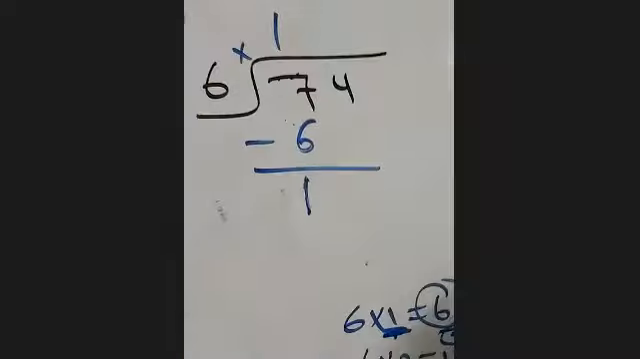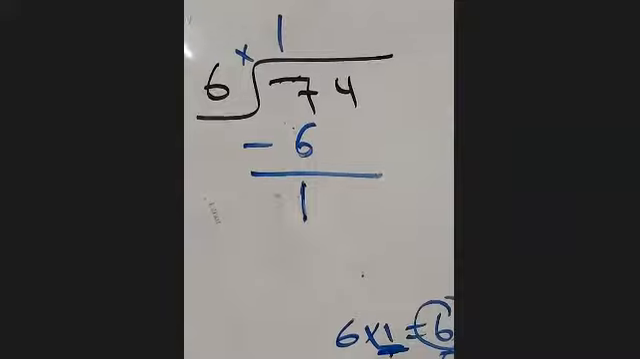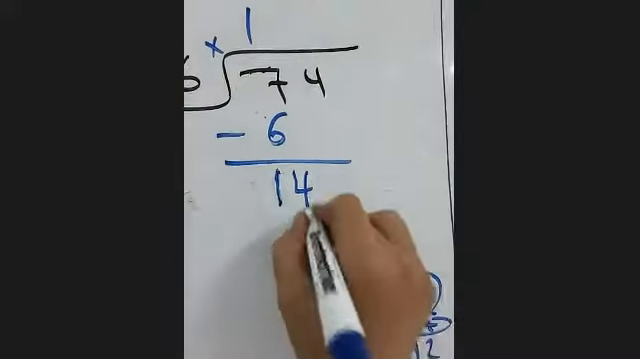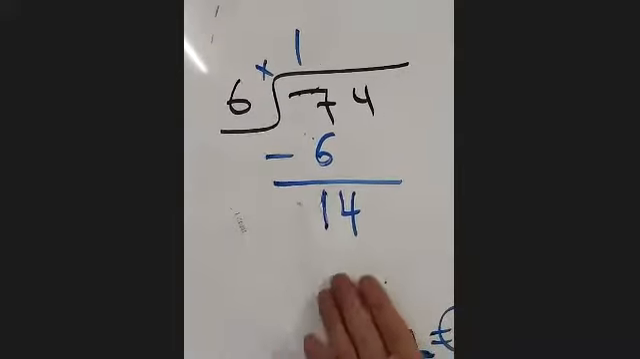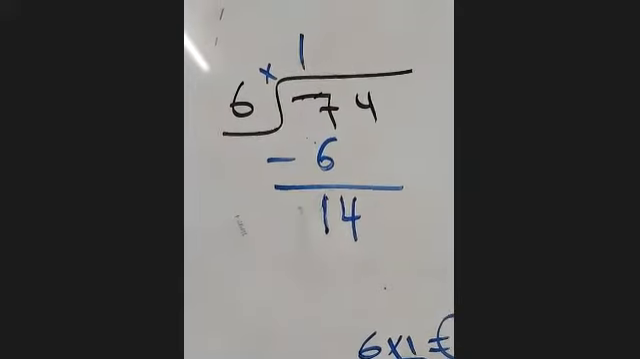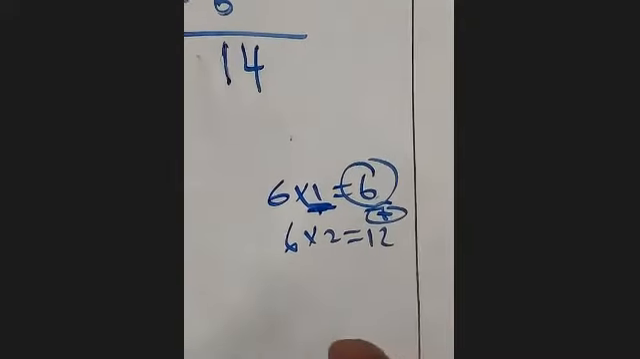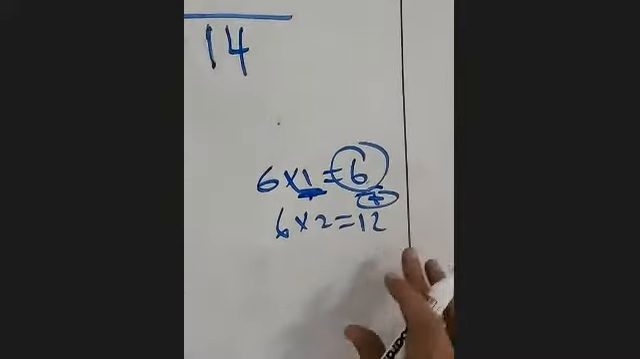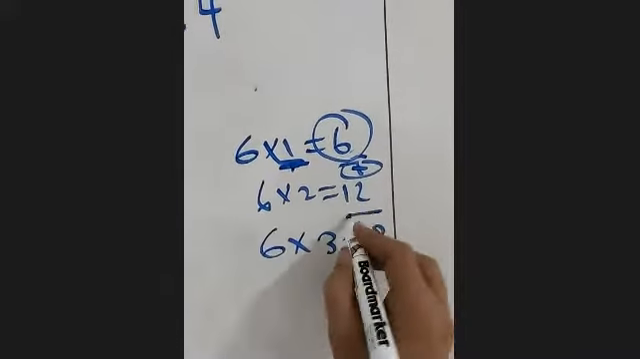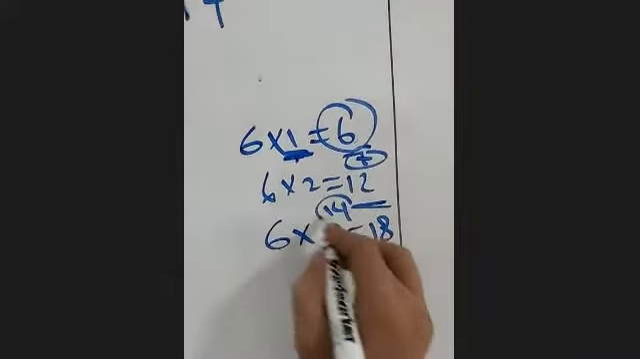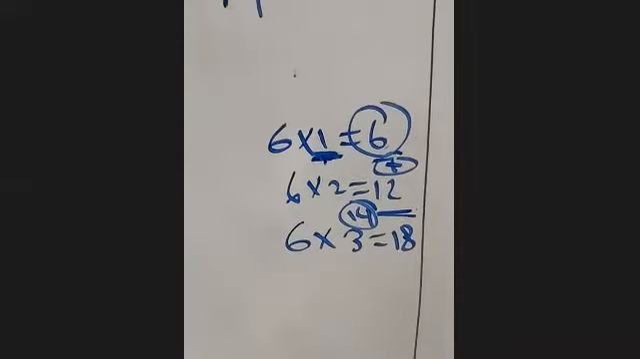Now, what will I do? We will put the 4 down. What's the new number now? 14. Now, do we have 14 in the timetable of 6? No. Let's check. 6 by 1 is 6, 6 by 2 is 12, 6 by 3 is 18. We don't have 14. The 14 is here, right? Yes. Between 12 and 18, what will we choose?